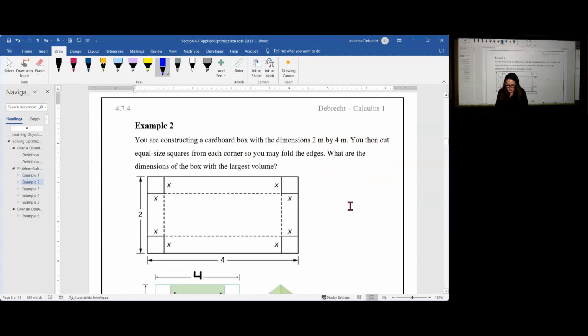In example 2, we're constructing a cardboard box with the dimensions 2 meters by 4 meters. You then cut equal sized squares from each corner, so you may fold the edges. What are the dimensions of the box with the largest volume?